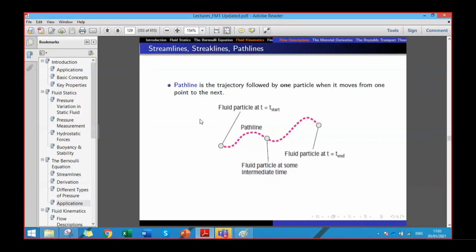So streamline is the line along which the velocity is always tangent. For steady flow, streamline and streak lines are the same thing. For unsteady flow, streamline and streak lines are different things. Streak lines are those lines that are drawn by marking the location of all the particles passing through a single location. And path line is the path followed by a single particle. Is it clear? Any question in this?